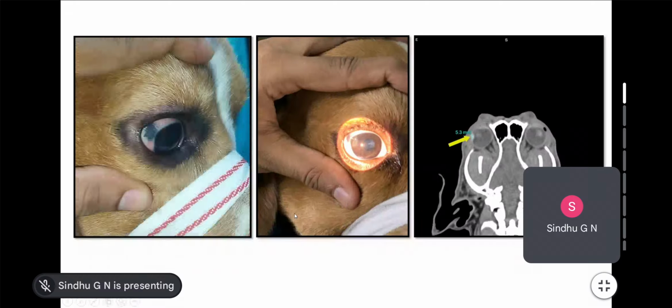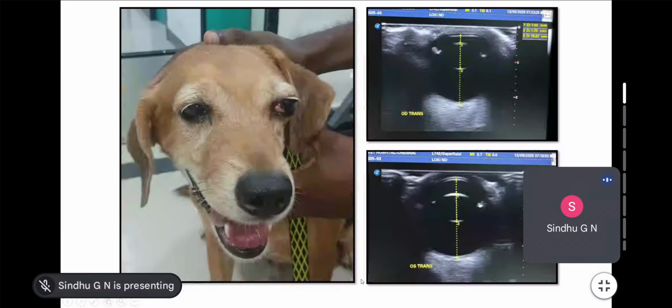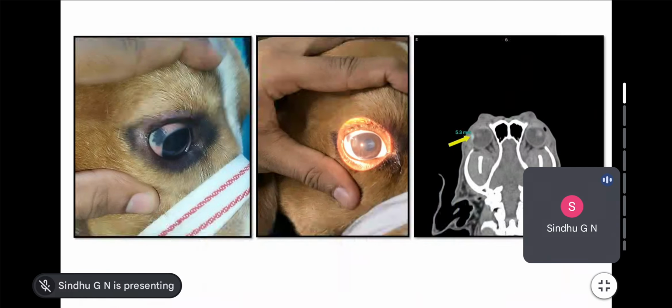So this is a limitation of regular ultrasonography. Maybe we need a high frequency ultrasound, or we have to rely on CT scan or OCT, optical coherence tomography.